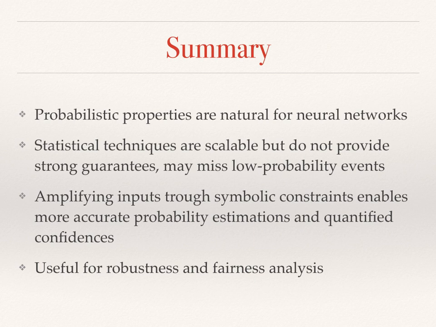To summarize these latest results, we believe that probability properties are natural for neural networks, which are approximate in nature. Statistical techniques are scalable, but they do not provide strong guarantees and may miss low probability events. Also, amplifying inputs through symbolic constraints enables more accurate probability estimations and quantified confidences. And the analysis that I presented is useful for both robustness and fairness analysis.